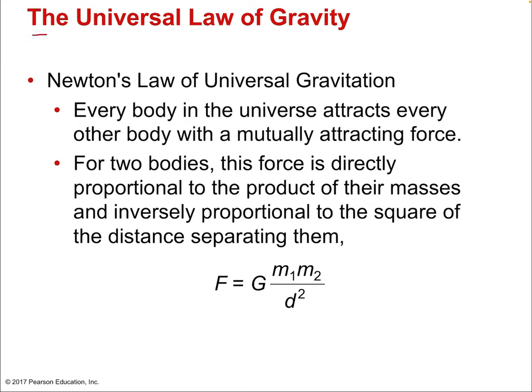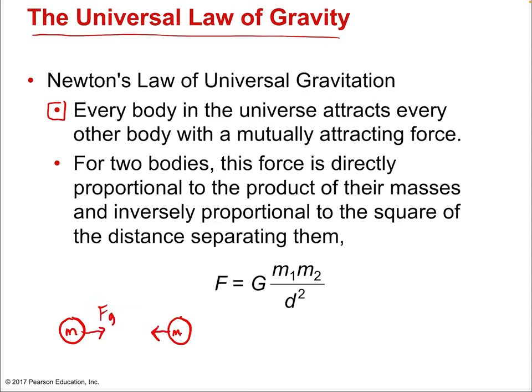Okay, so the universal law of gravity. Let's start there. This is the law that was proposed by Newton. Newton's law of universal gravitation states that every body in the universe attracts every other body with a mutually attracting force. So that means that any piece of mass with a value of m is attracted to any other piece of mass with a value of m. And they could be the same mass, 1 kilogram and 1 kilogram, for example, and they're both going to experience a gravitational pull towards each other.